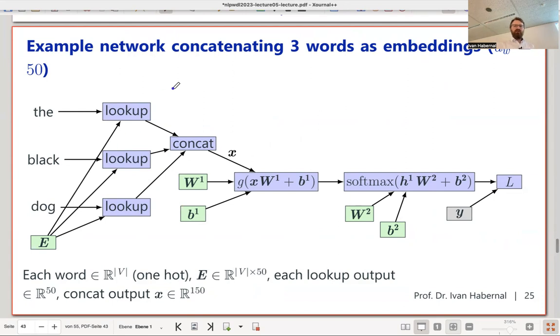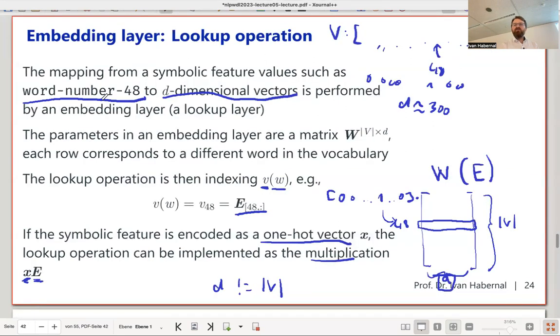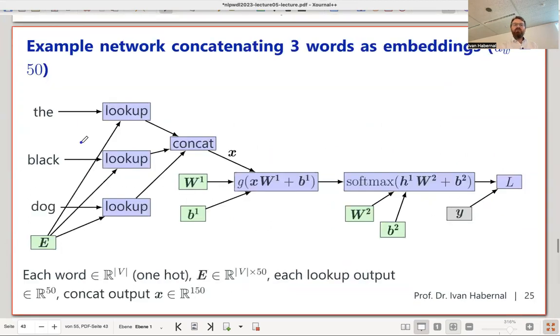Let's have a look. We want to first, for each word, find its embedding vector. This is exactly this operation. For each word, which is represented as a one-hot vector, we want to find a low-dimensional vector from the embeddings matrix. We do it for each word. So this is the previous context, the black dog, and then we are looking for the next word.